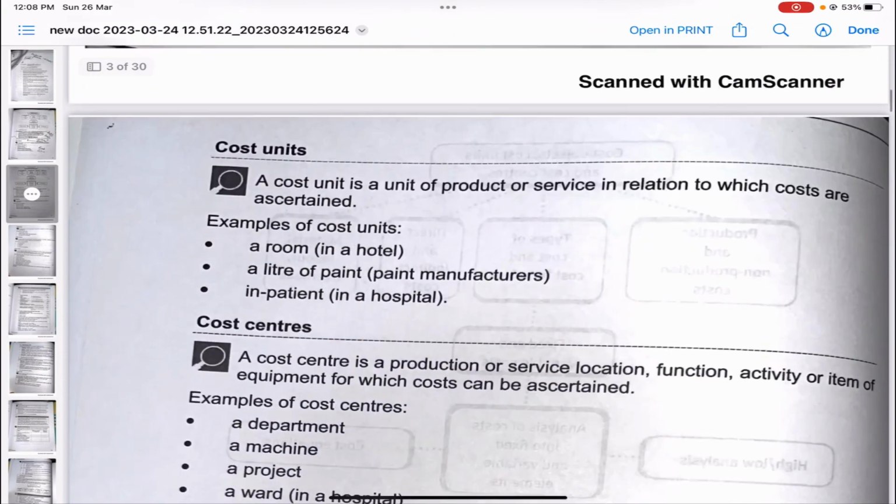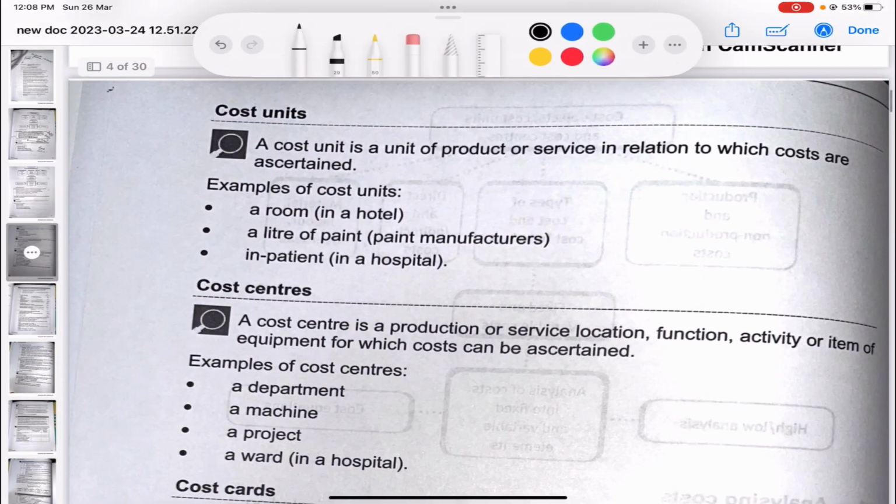Now we come to what a cost unit is. Now this is one unit of your business. So if I have a hotel business, one room is my cost unit. If I'm a paint manufacturer, 1 liter of paint is my cost unit, 1 unit of my business. If I want to know for how much I will be selling one bottle, in a hospital, the cost of one patient. A cost unit is a unit of product or service in relation to which costs are ascertained.